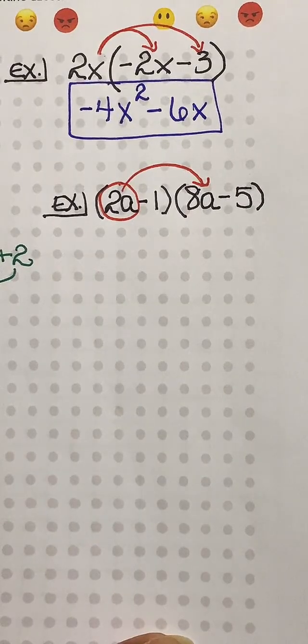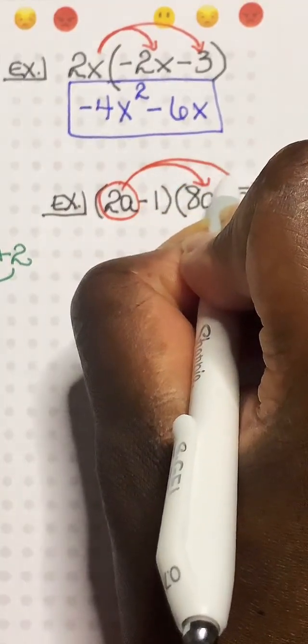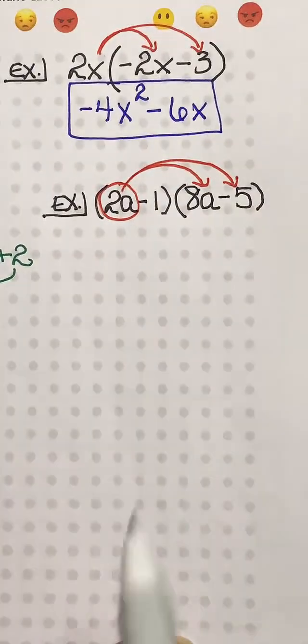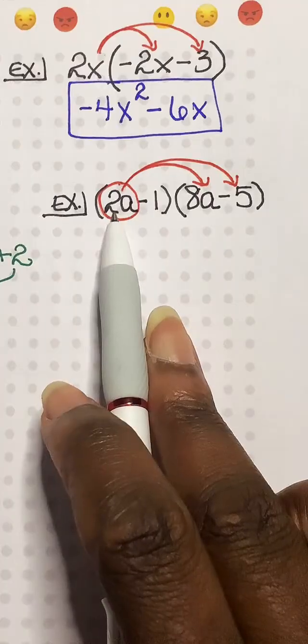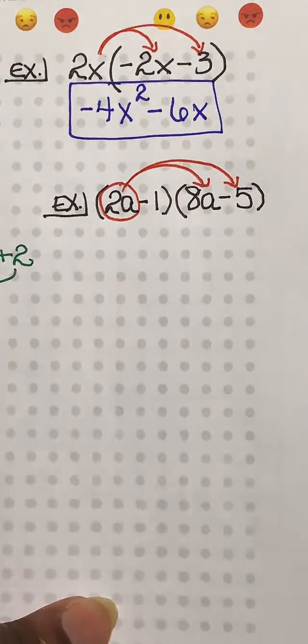Okay, so let's multiply it. So we're going to distribute this 2a to everything in that second parenthesis. But let's start with 2a times 8a. What would that give me? Okay.